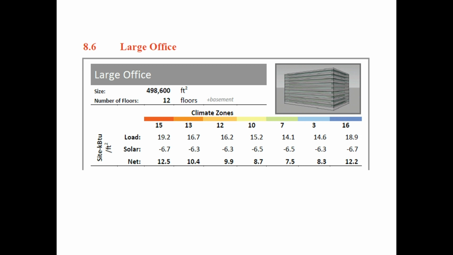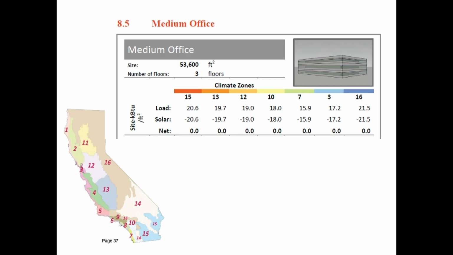So you can sort of see here, they did this for me. They actually said, well, let's look at a large office building, and it's now got 12 stories. So the amount of energy needed per square foot hasn't really changed much. But the amount of solar they can get on the roof of this building, it's about 500,000 square feet and 12 stories tall, is actually less than they can get on this building.